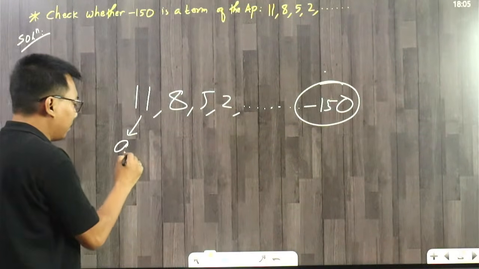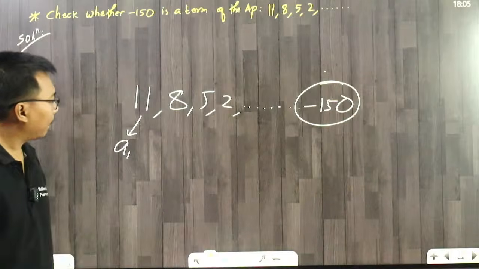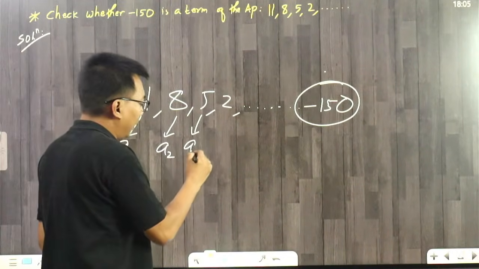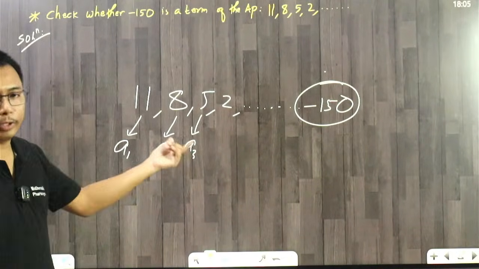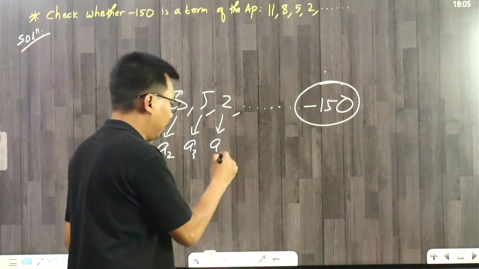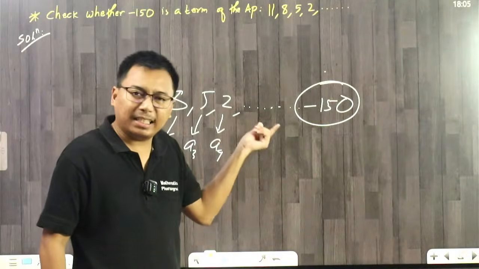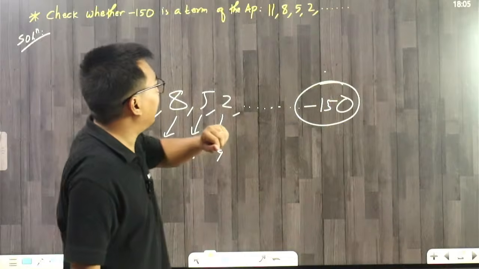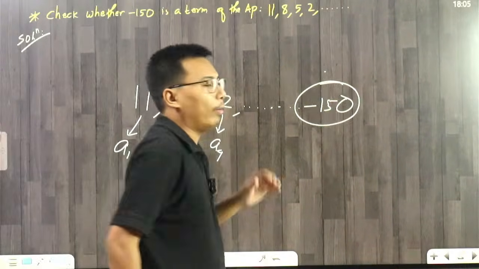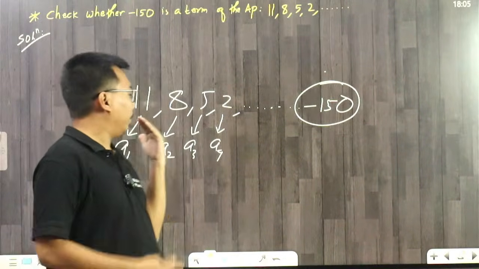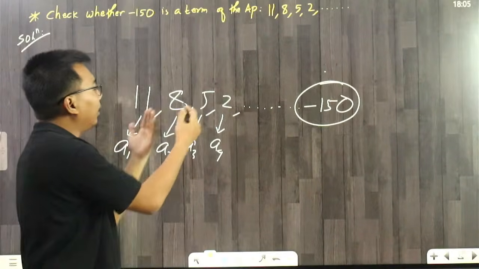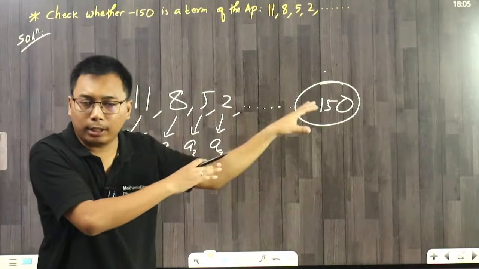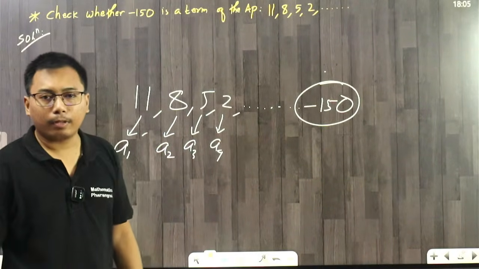Now, 11 is our first term. We denote the first term by A1. 8 is the second term, A2. 5 is the third term, A3. 2 is the fourth term, A4. Similarly, we'll get A5, A6, A7, A8, A9, A10, and so on. We have to check whether, if we continue this sequence, we'll get minus 150 in this AP. Whether minus 150 is present in this AP.